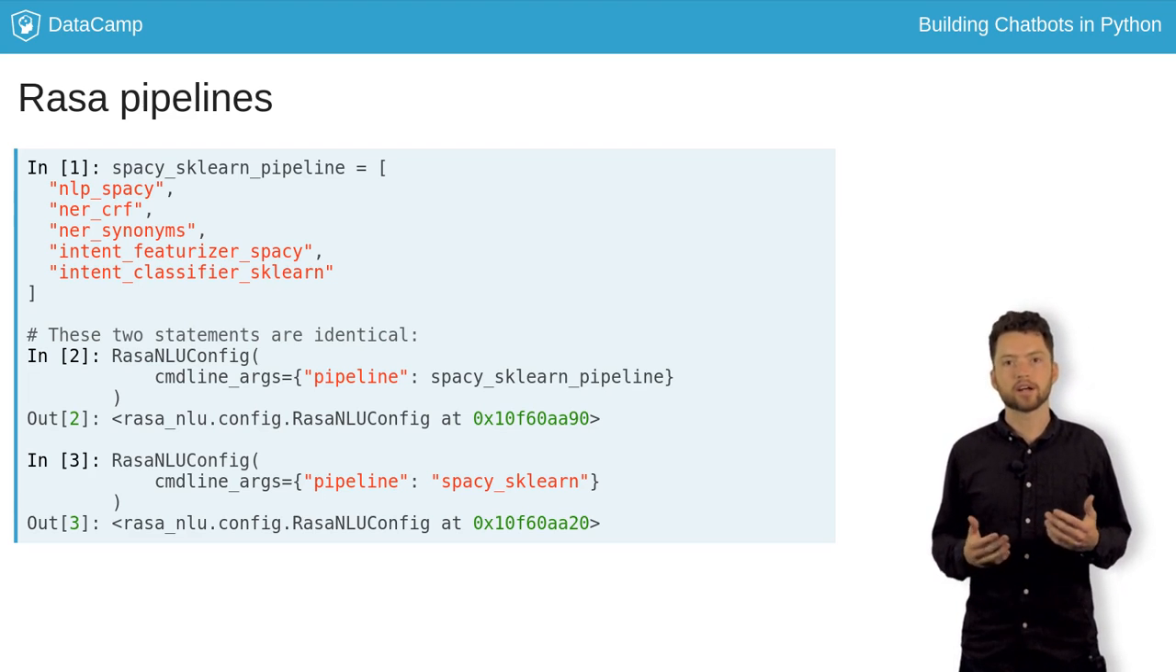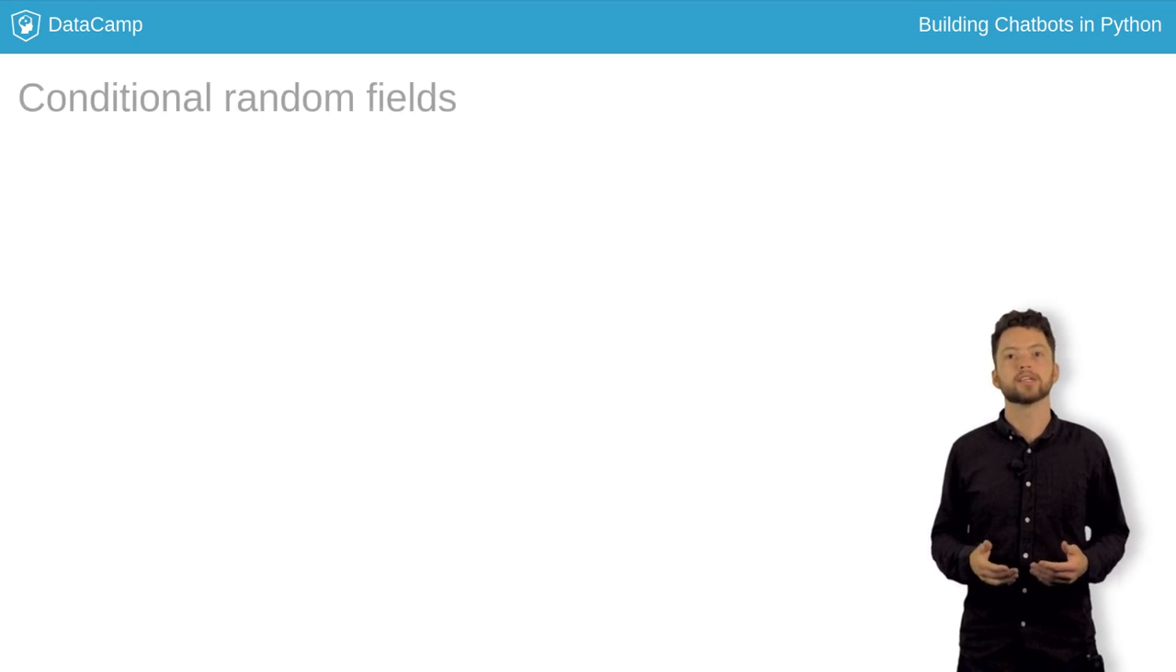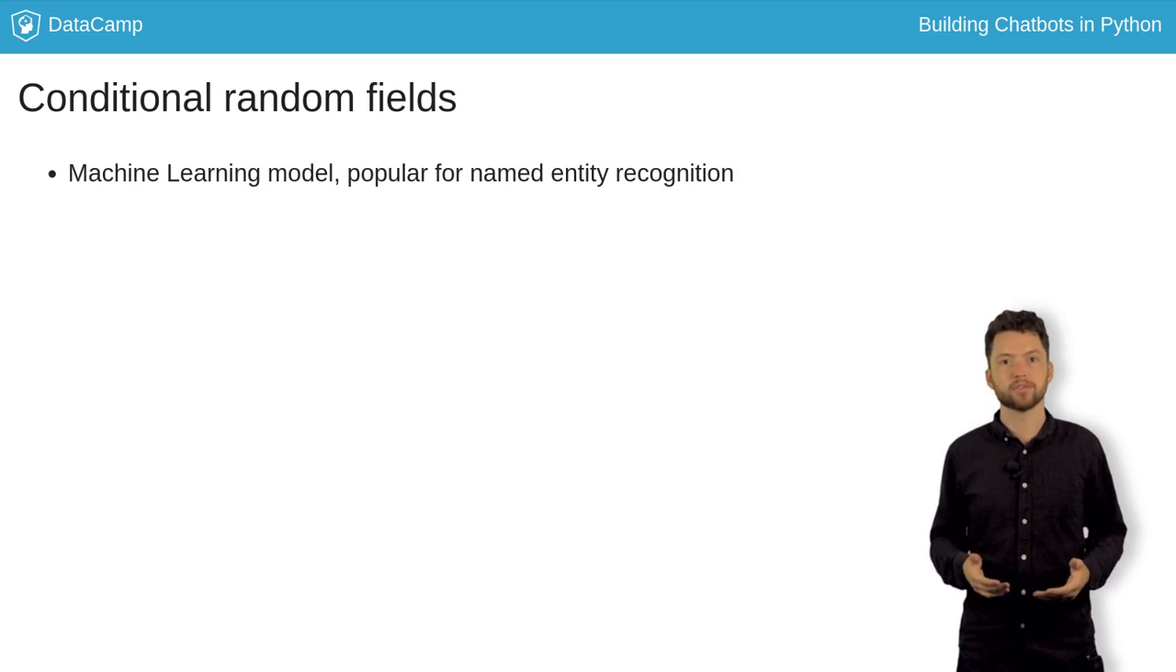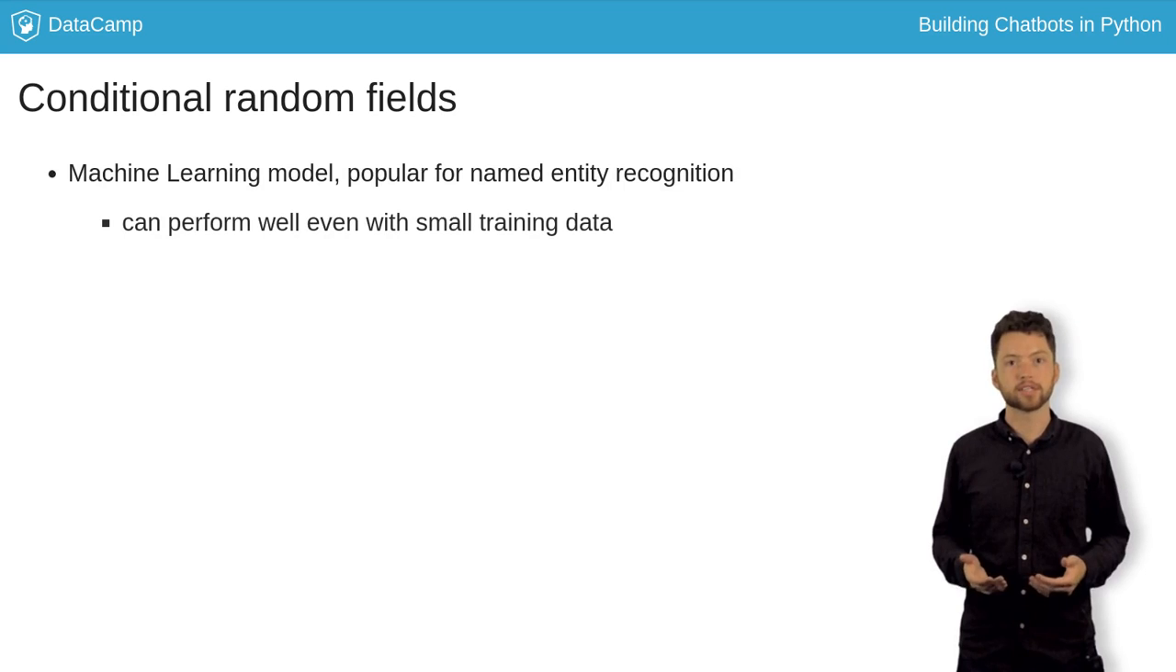In order to train a custom entity recognizer for your domain, the recommended component is NER CRF. This uses conditional random fields. Conditional random fields are a machine learning model. We won't go into the details of it, but it works well for entity recognition even when you have quite a small training dataset.